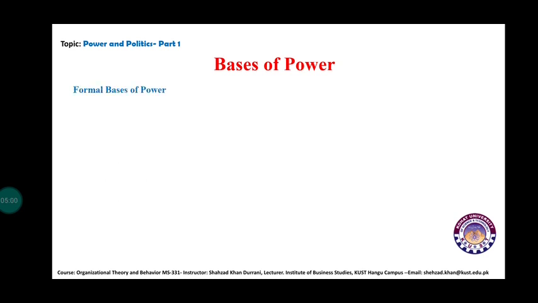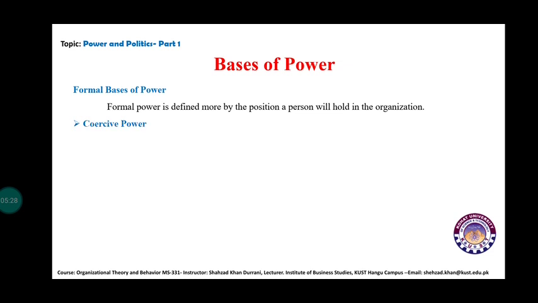Let's explain the formal basis of power. These five bases of power are further divided into two categories: the formal basis of power and the personal basis of power. Formal power is defined more by the position a person holds in the organization, which is why it is called the formal basis of power. It includes coercive power. Coercive power comes from fear of negative results. There is punishment or penalty, so you are doing something just because of the coercive power.